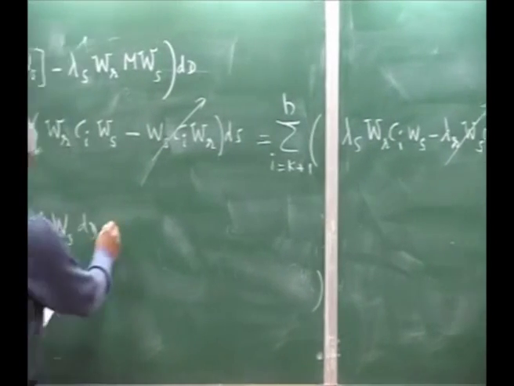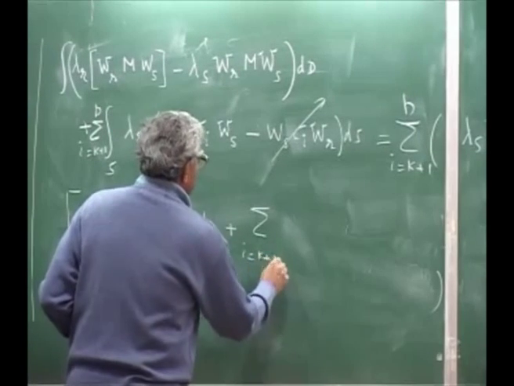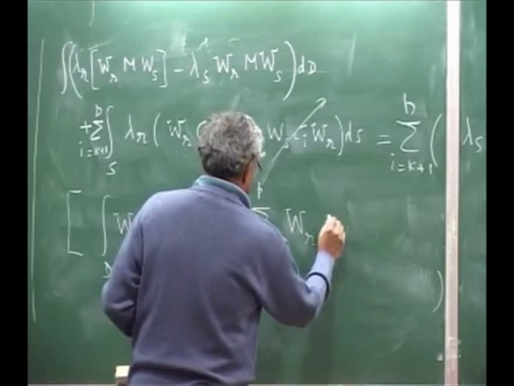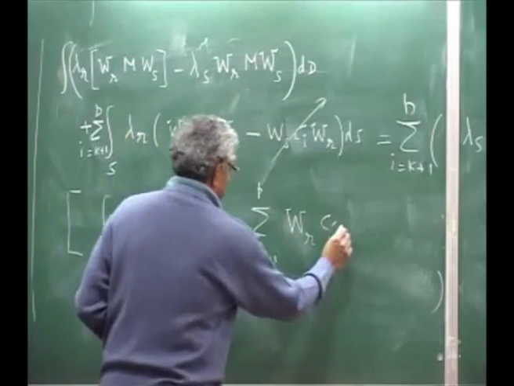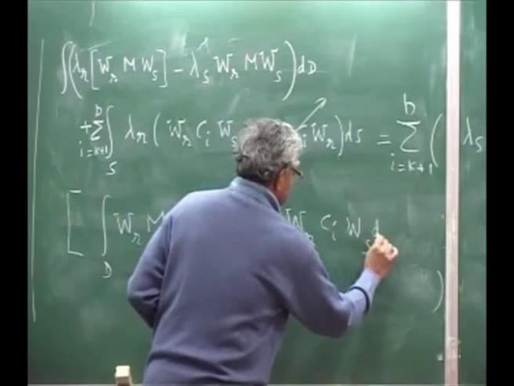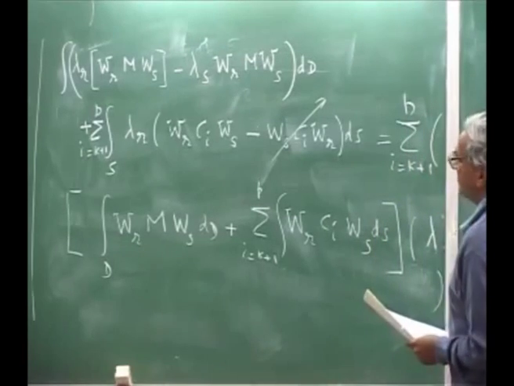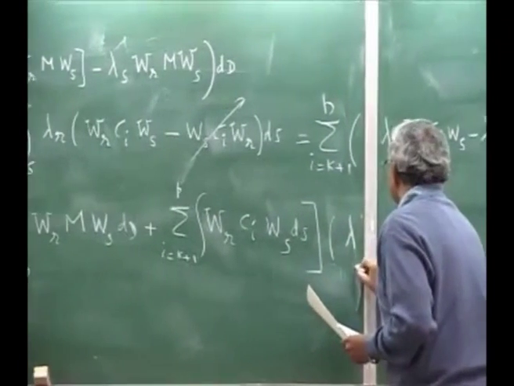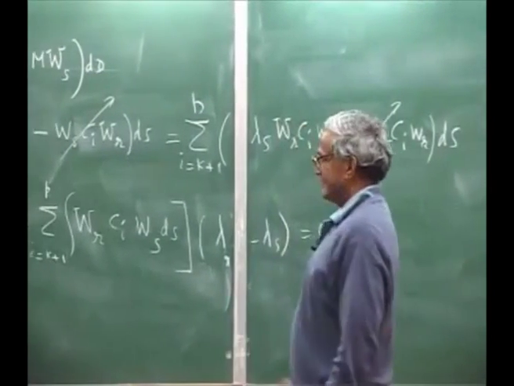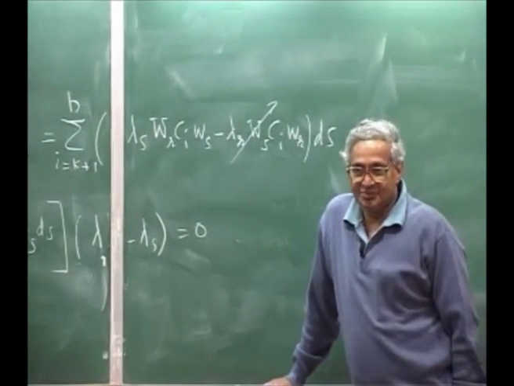So you can write plus summation i from k plus 1 to p, W R C I W S dS, multiplied by lambda R minus lambda S equals 0. Okay. Finally, that's what you are going to get.